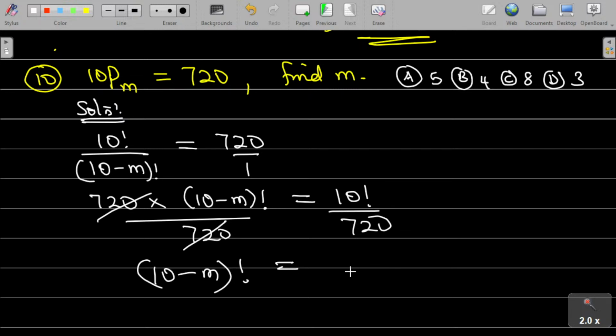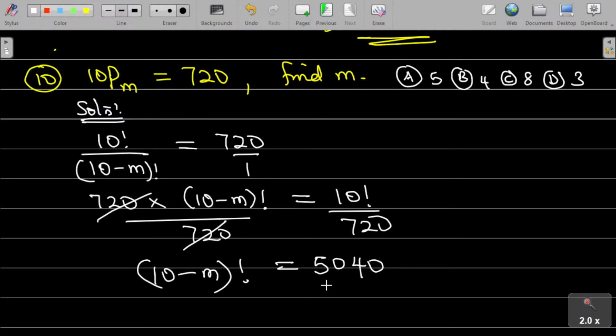Guesswork will work there. That's what I mean, just put in numbers, it will help you to actually make it faster. But let me finish the solving. 10 factorial divided by 720 gave us 5,040.